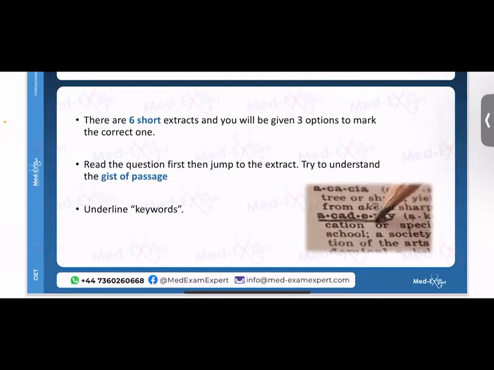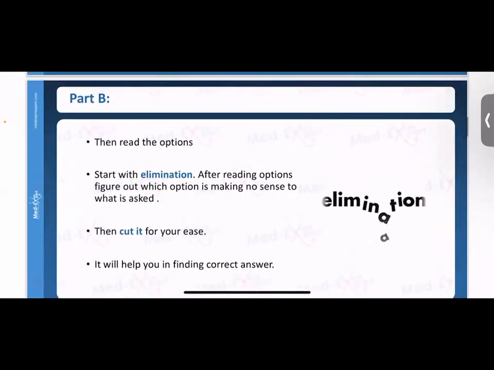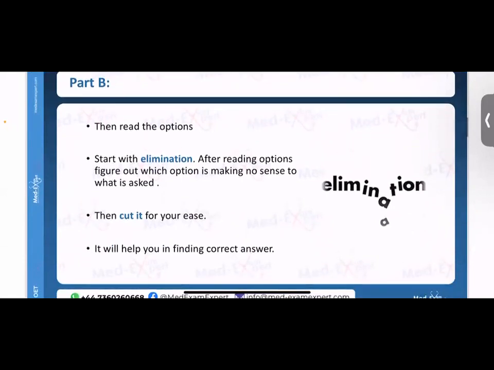I have a very common tip and trick to share with my students. Whatever word is given in the question about which the examiner is asking, like any policy, any document, any of the things, you have to mark the keywords in the passage similar to the one asked in the question. Then read the options. Start with elimination. So now, who will tell me what the elimination method is?